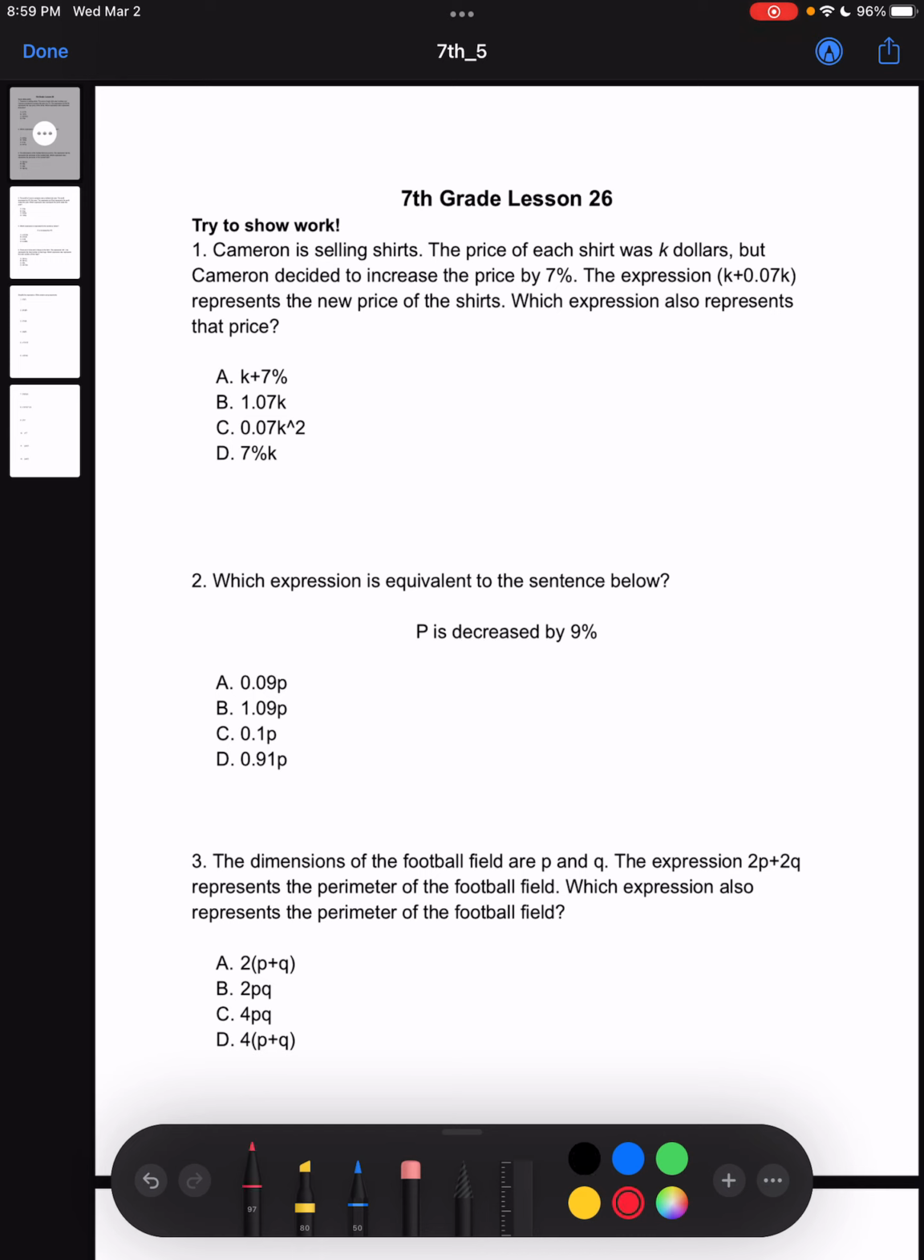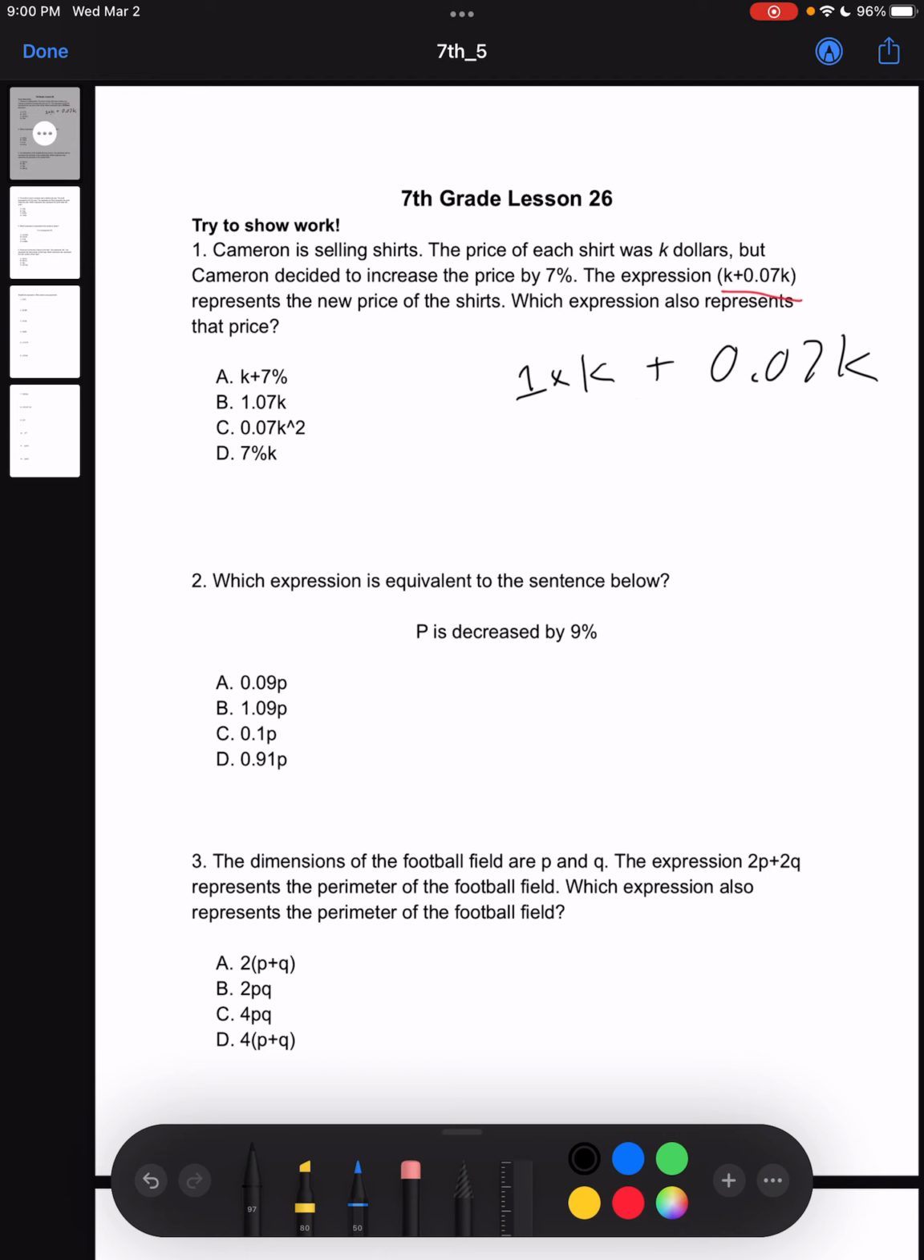Well, what we can do is take the expression we're given, K plus 0.07K, and simplify it by adding these two terms together. The way we do this is by combining the two coefficients in front of the variable, or K in this case, and we simply add these two coefficients together. Remember that K has an invisible 1 in front of it. Or in other words, we can multiply 1 into the K and it'll still mean the same thing.